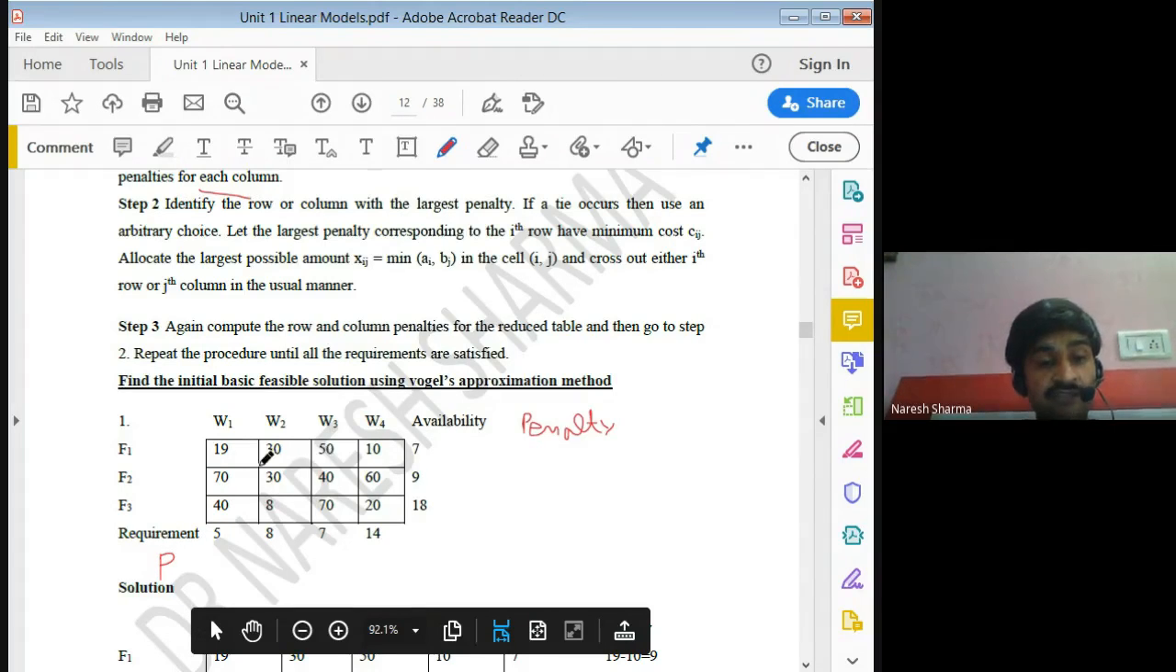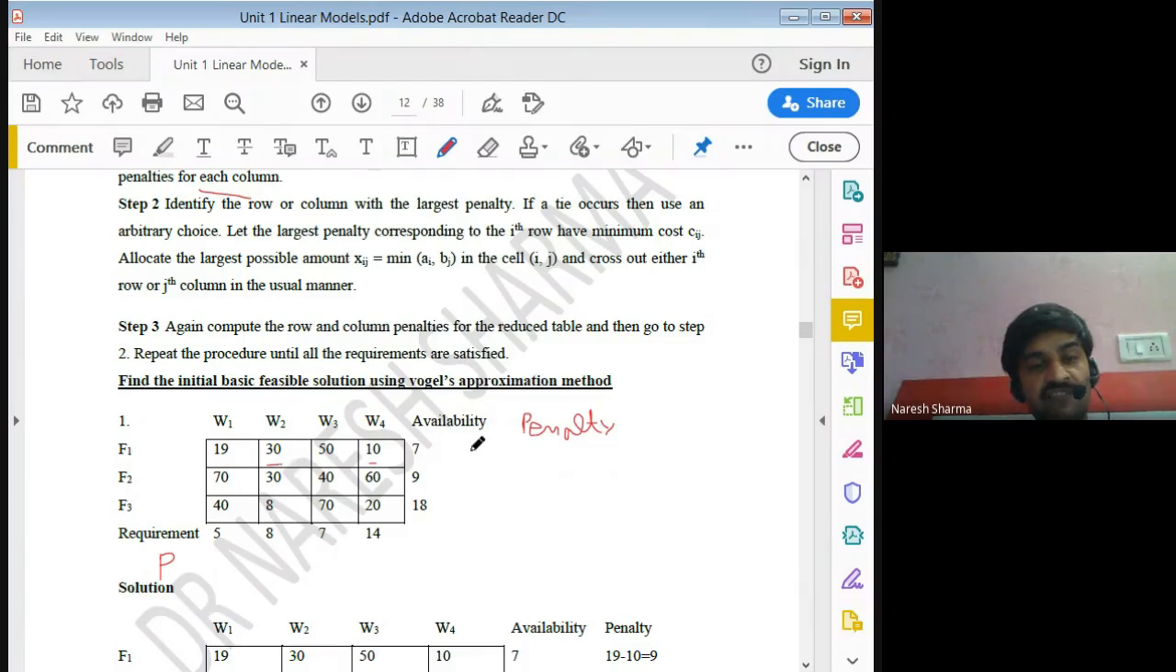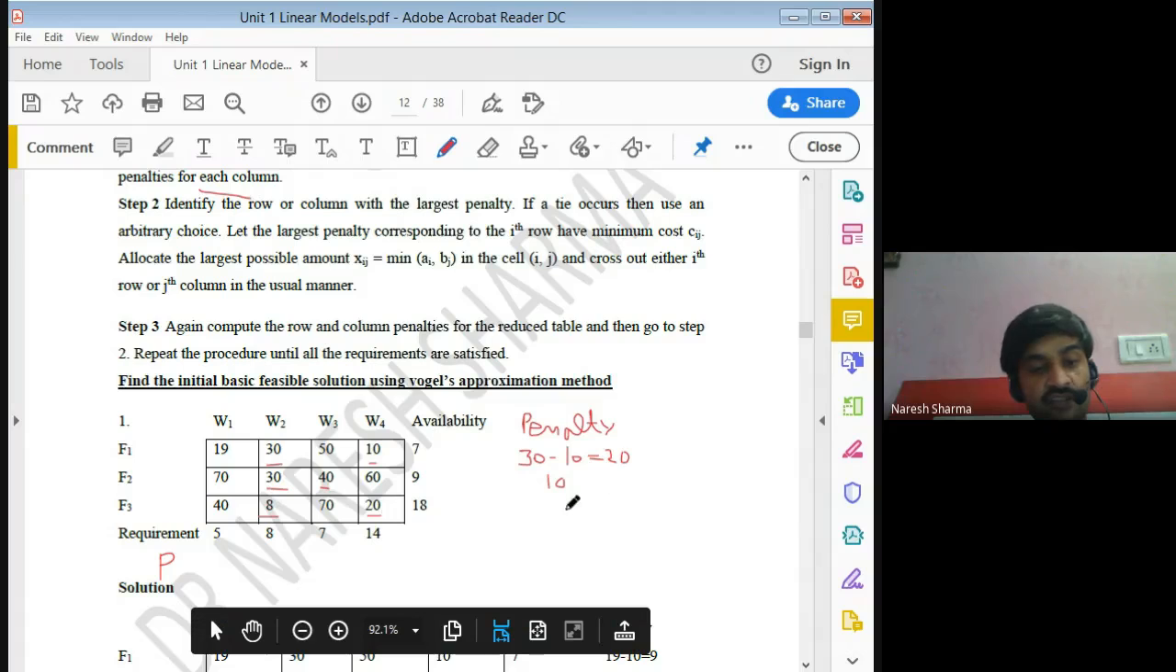So the minimum value in the first row is 10 and the next minimum value is 30. Just take the difference between these two. The difference between 30 and 10 is 20. The next row is 30 and 40, so the difference is 10 here. In the next it is 8 and 20, so the difference is 12.